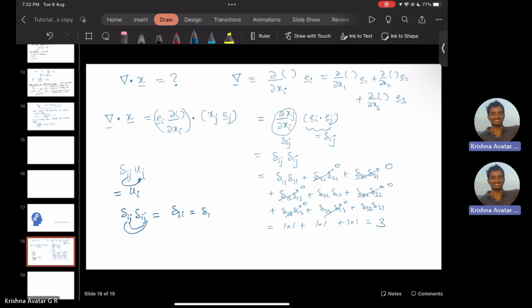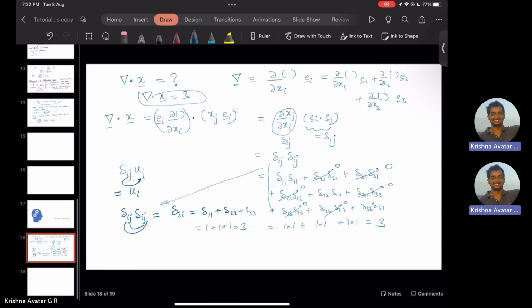So this is equal to delta 1 1 plus delta 2 2 plus delta 3 3, and this gives us 1 plus 1 plus 1, which is 3. This is a much neater version. Rather than going through the detailed process, we just use the substitution property and get the value of 3. So the answer for the divergence of any vector x is 3.